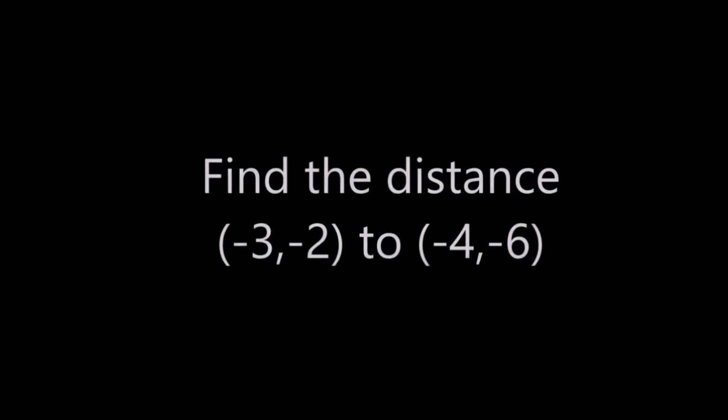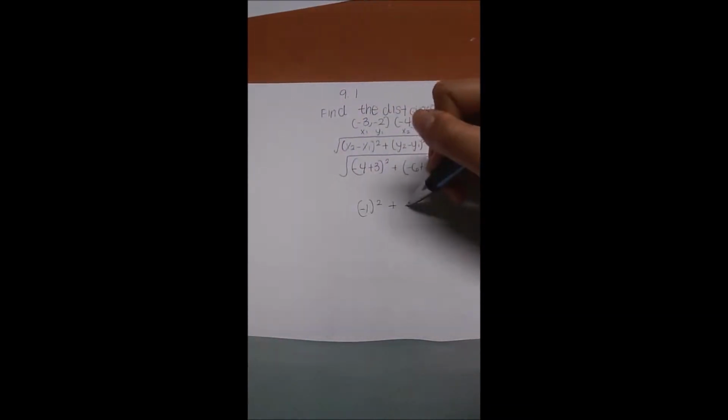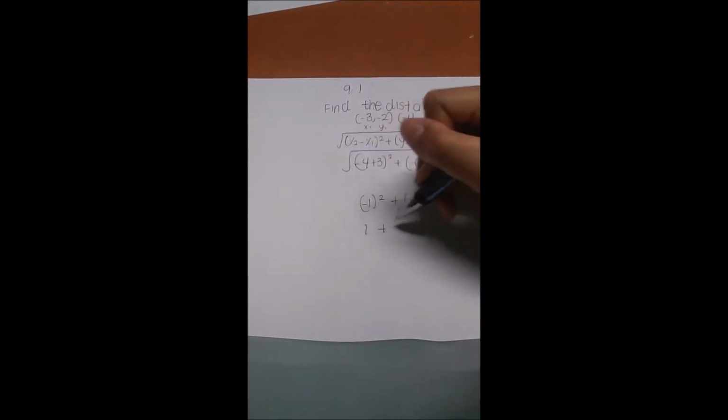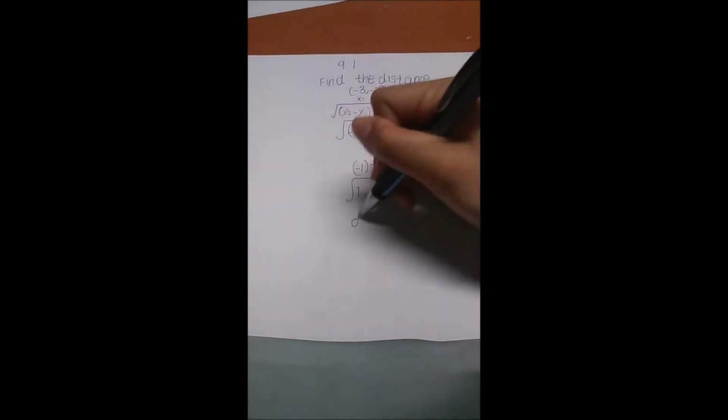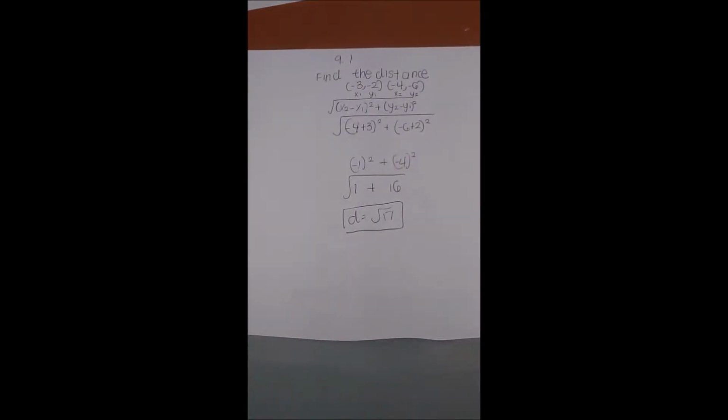To solve this equation, you get -3, -2 to -4, -6. You again have to apply the distance formula. After plugging it in, you get the result of square root -4 plus 3 squared plus -6 plus 2 squared. Ending up with the result of square root -1 squared plus -4 squared. Ending with square root of 17, which is your answer.